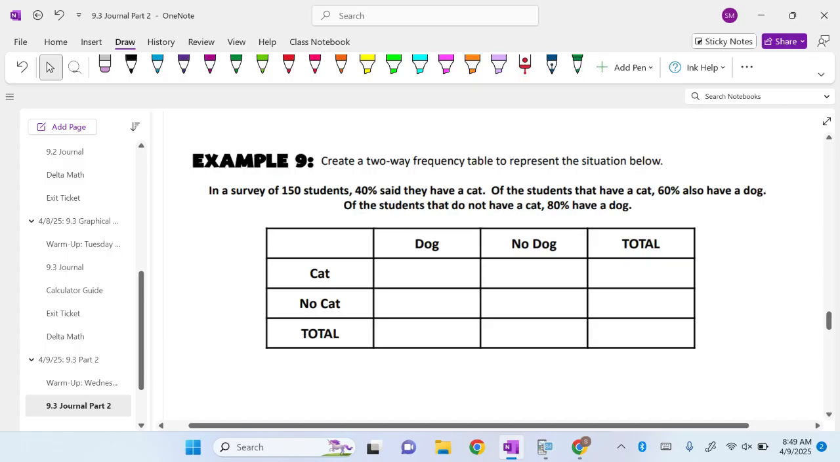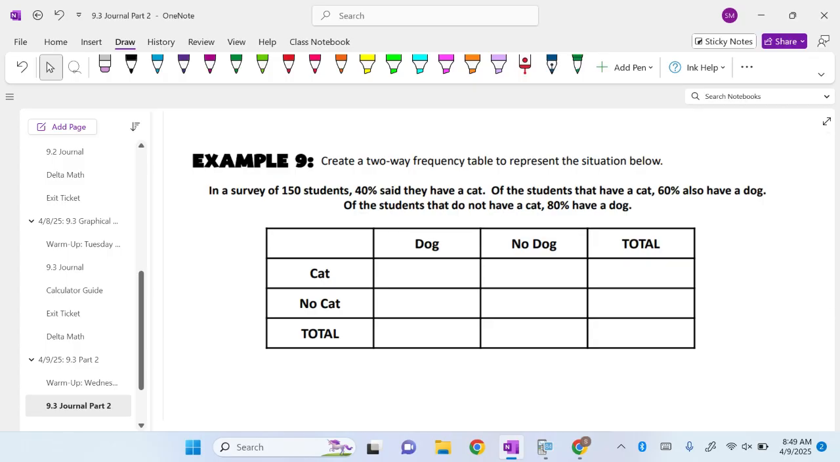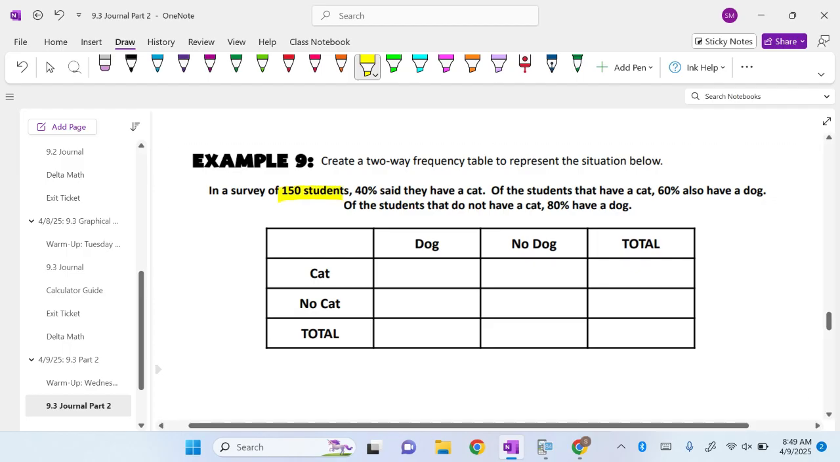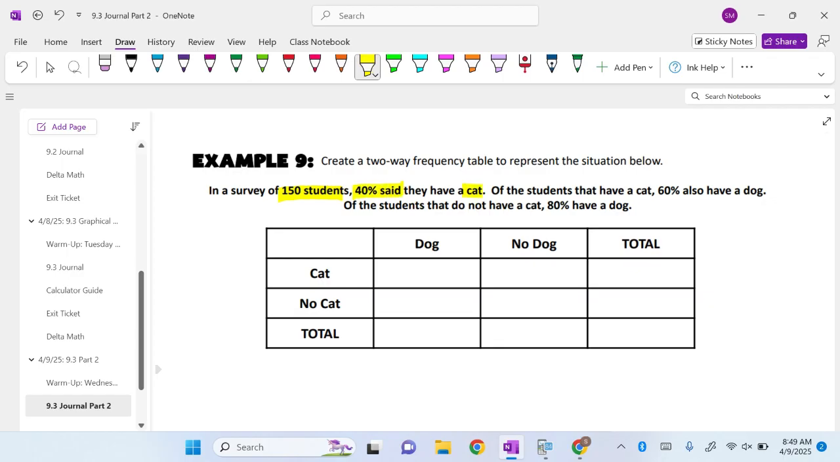So it's completely not filled in, but we can easily figure out what goes where. So that's from what is in the word problem. So 150 students in a survey, 40% said they had a cat. Of the students that have a cat, 60% also have a dog. Of the students that do not have a cat, 80% have a dog. So that was a lot.